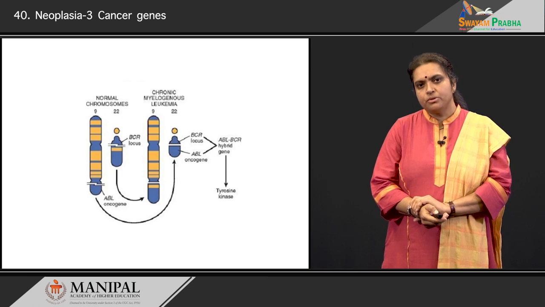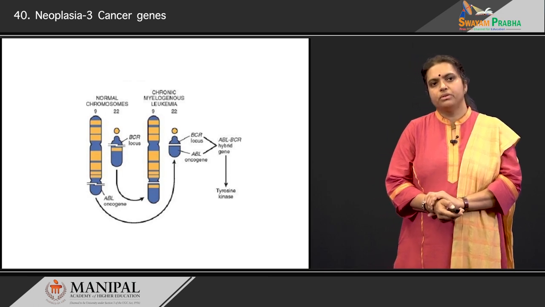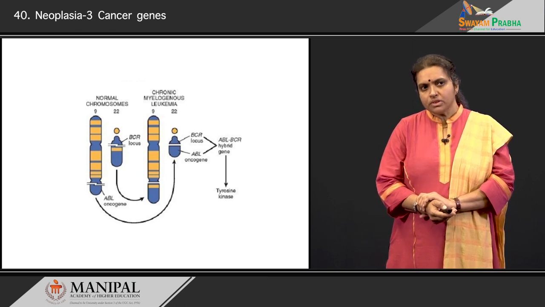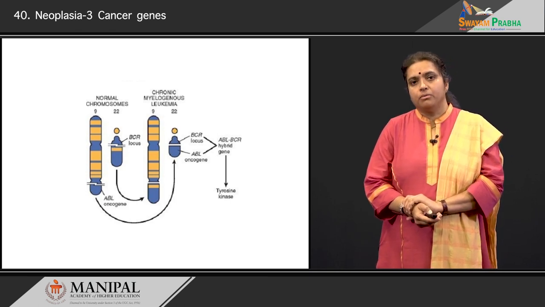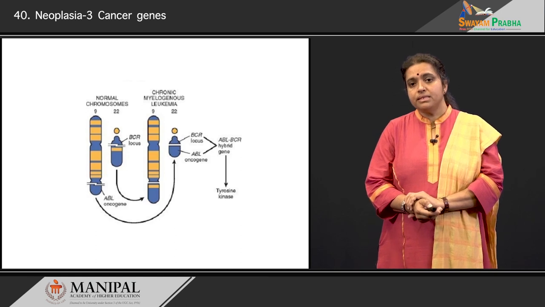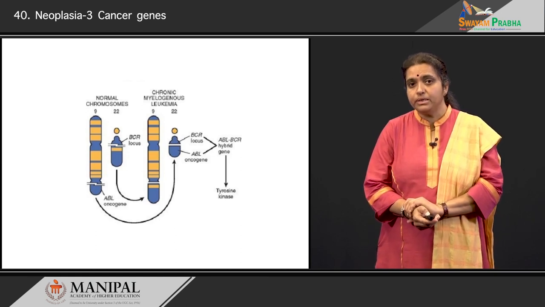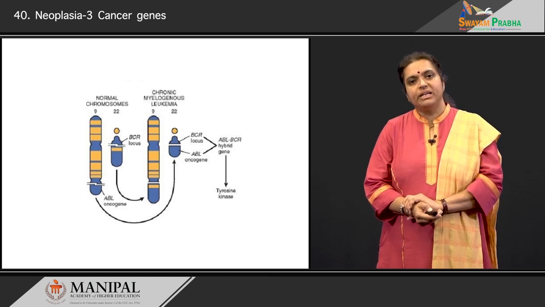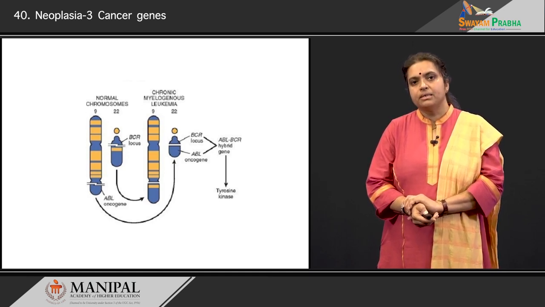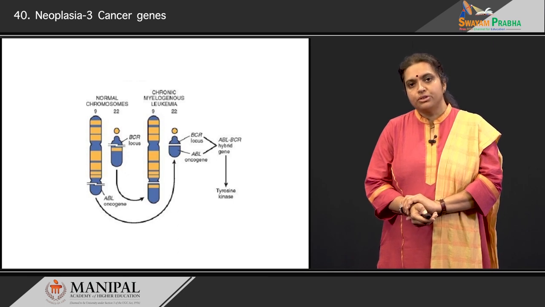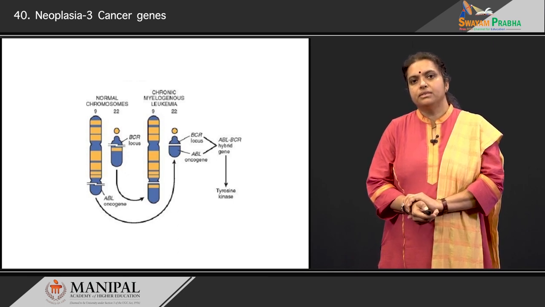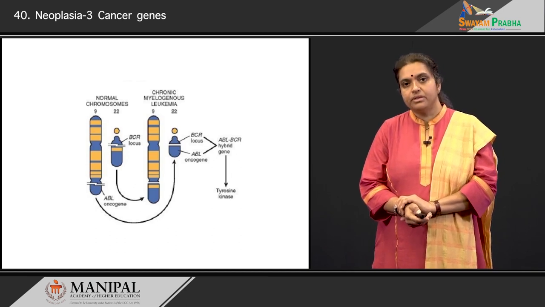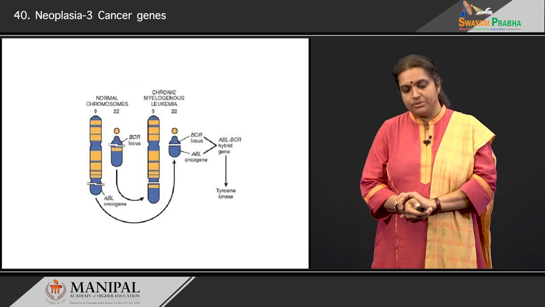With this chromosomal translocation, we also now know the concept of oncogene addiction. What we mean by this is this translocation is absolutely necessary for the development of CML. CML may have many other genetic changes, but the 9;22 is crucial, and the cellular transformation is dependent on this particular translocation.